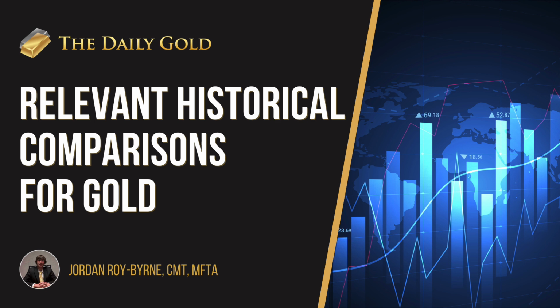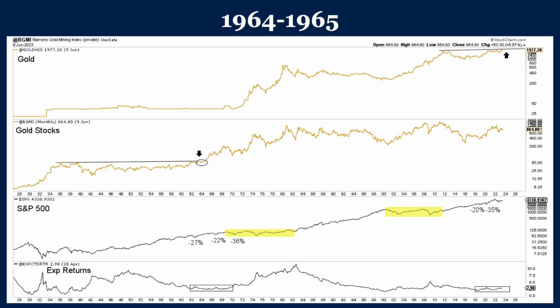Okay, so in this video, I'm going to talk about the three best historical comparisons for gold, or three of the most relevant, because sometimes you can make all these different historical comparisons, but they're not really relevant, in my opinion. So I did a video a couple weeks ago talking about what I think is the best historical comparison for gold. So that's number one on the list, and that is the 1964 to 1965 period.